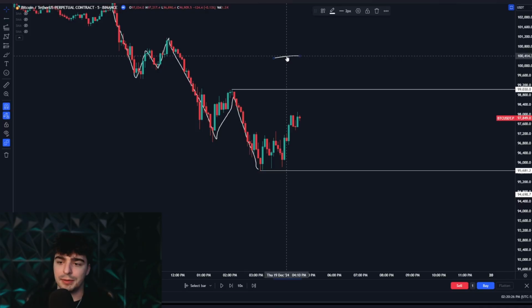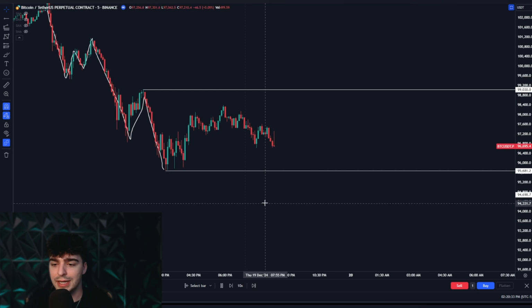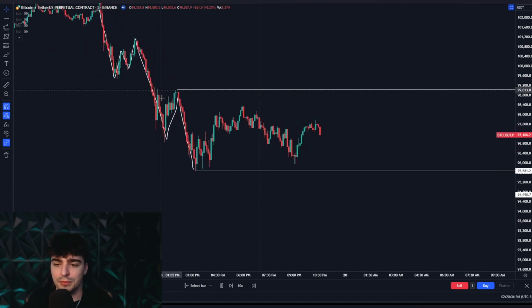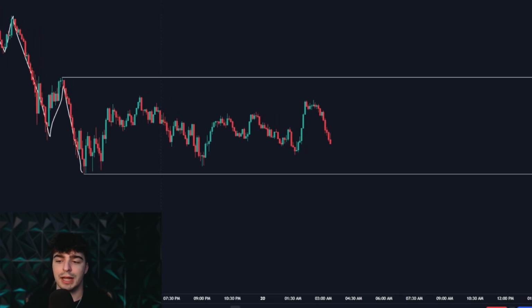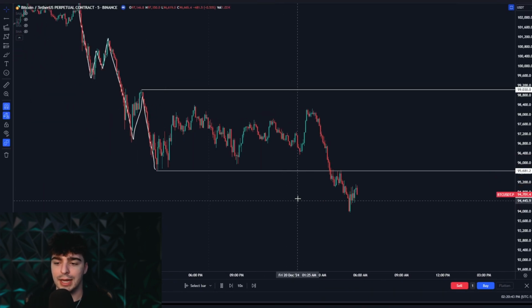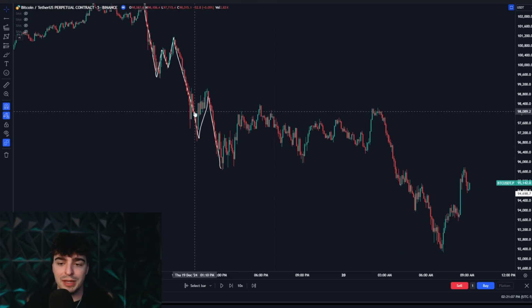So what ends up happening is if you didn't mark these levels out, you may get lost in the sauce and not know what trend you're even in, because we do all of this chopping around between these highs and lows, but eventually the expectation of that lower low plays out. And now you know that you are in a continued downtrend.